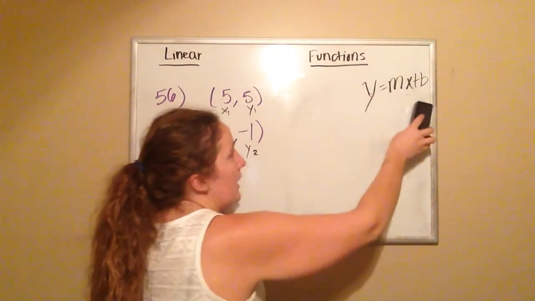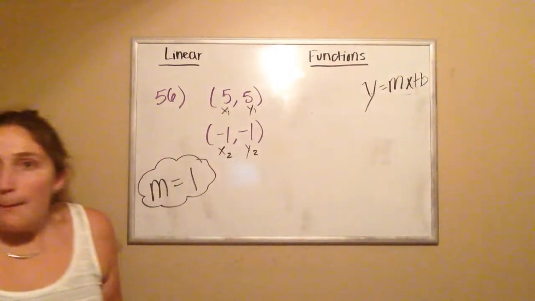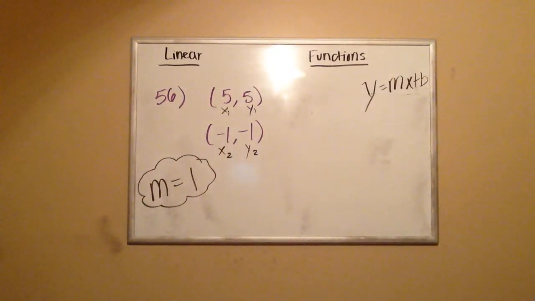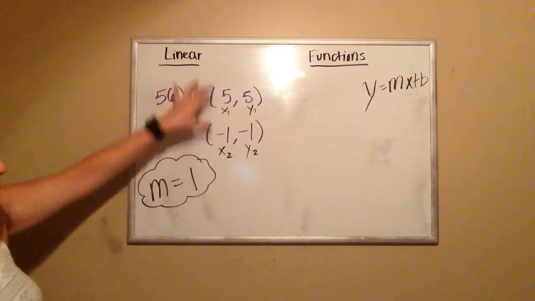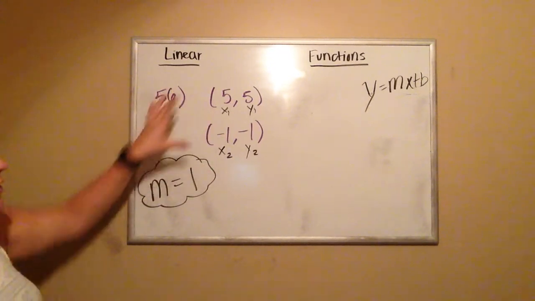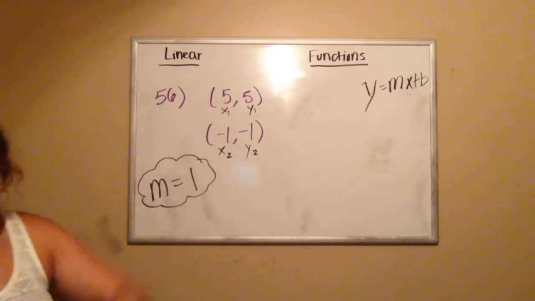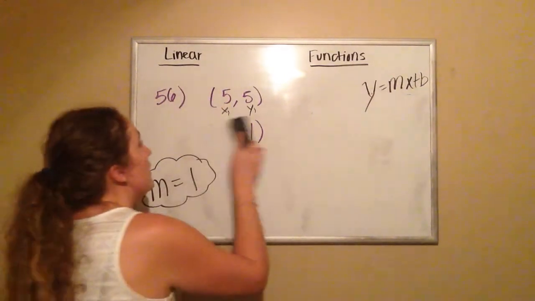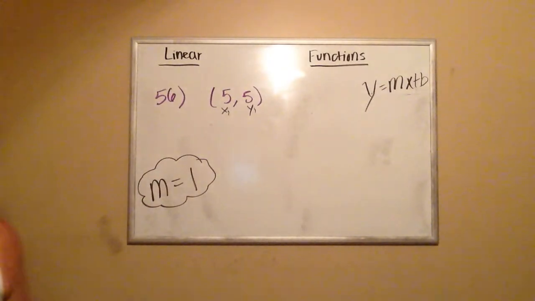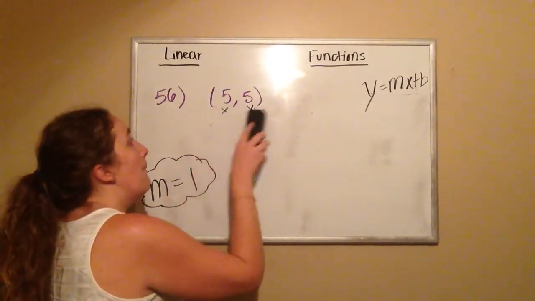To write an equation like this, we still need our y-intercept. But we're in a position just like we were last time. We got a slope. We've got points. We're good to go. So you just pick a point. It does not matter. Pick whatever point you want. I am going to pick (5, 5), because I like working with positive numbers better than negatives.